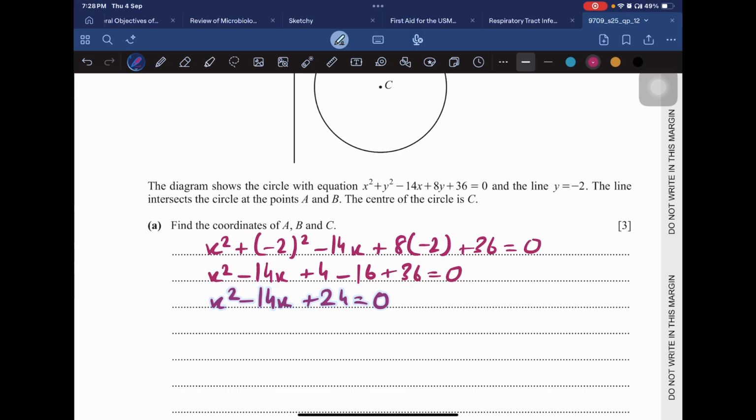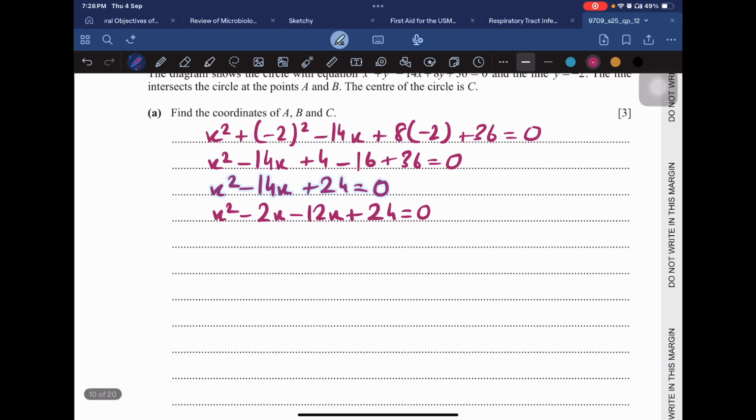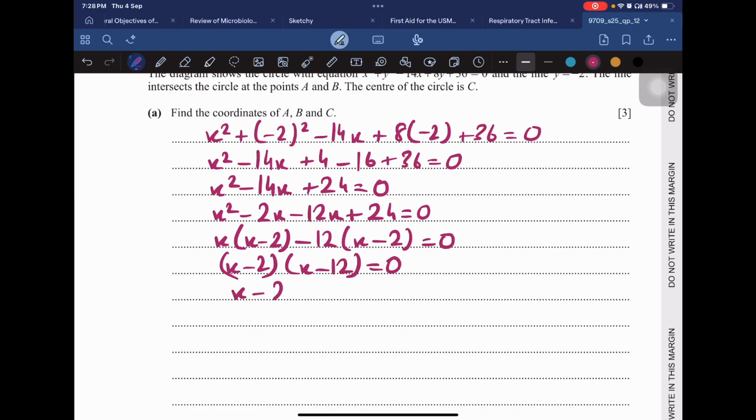So we have this quadratic equation. We need to solve this. Can we break the middle term over here? 12 2s are 24. So we'll have minus 2x minus 12x plus 24 equals to 0. Taking x common from the first two terms, taking negative 12 common from the last two terms, taking x minus 2 common. So x minus 2 equals to 0 and x minus 12 equal to 0. So x equals to 2, x equals to 12.